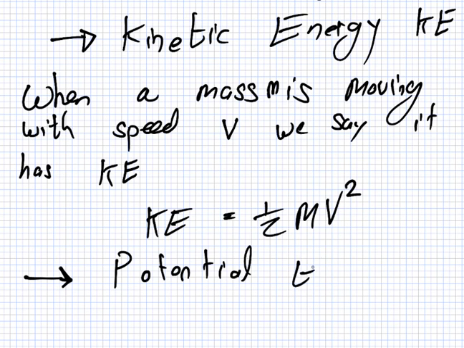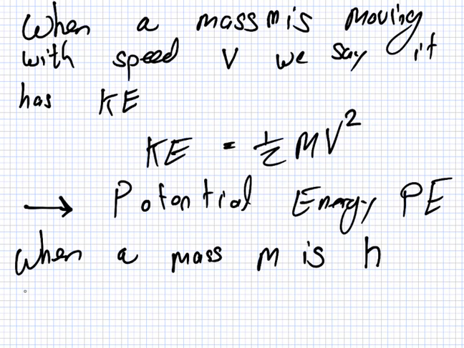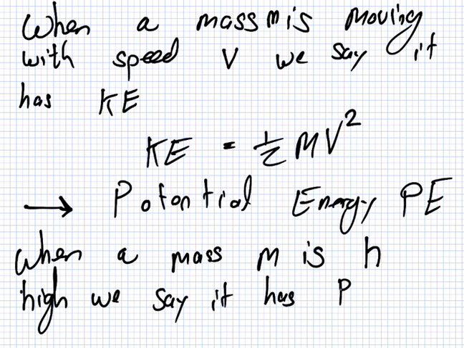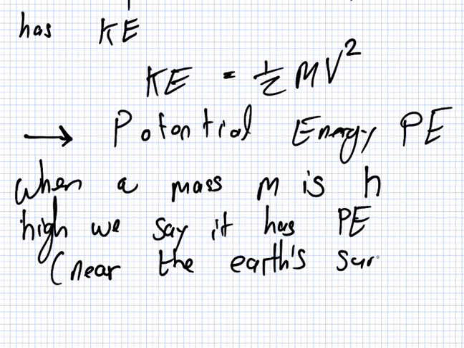Potential energy, PE. When a mass m is h meters or h high, we say it has potential energy. And the very, very important condition here is near the Earth's surface. Okay. So if we think here for a moment, oh well, I'll write it down.